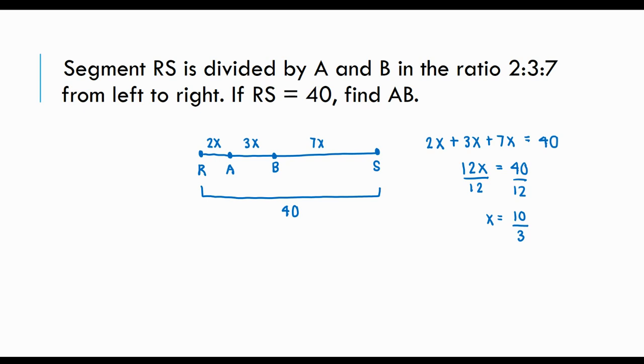Now, that's not my final answer because the question says find the length of AB. So segment AB is represented as 3x. 3 times my value of x, which we just got to be 10/3. So 3 times 10/3, that gives us a length of 10. And that's my answer.